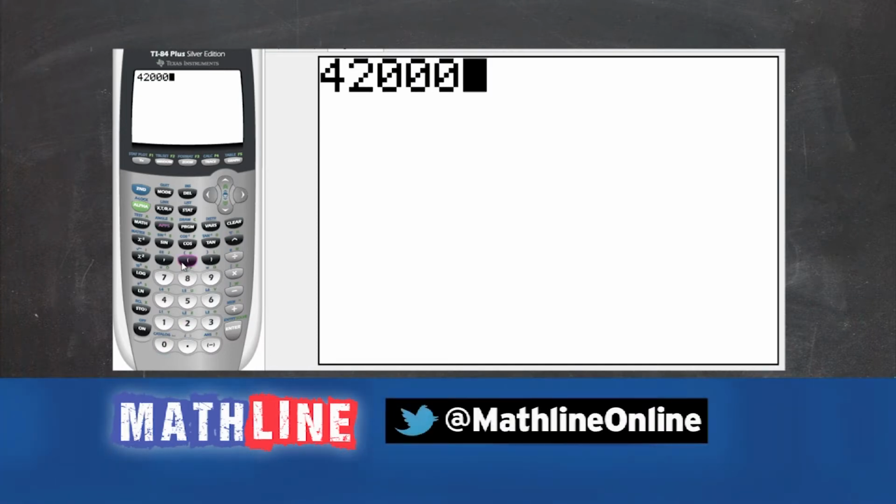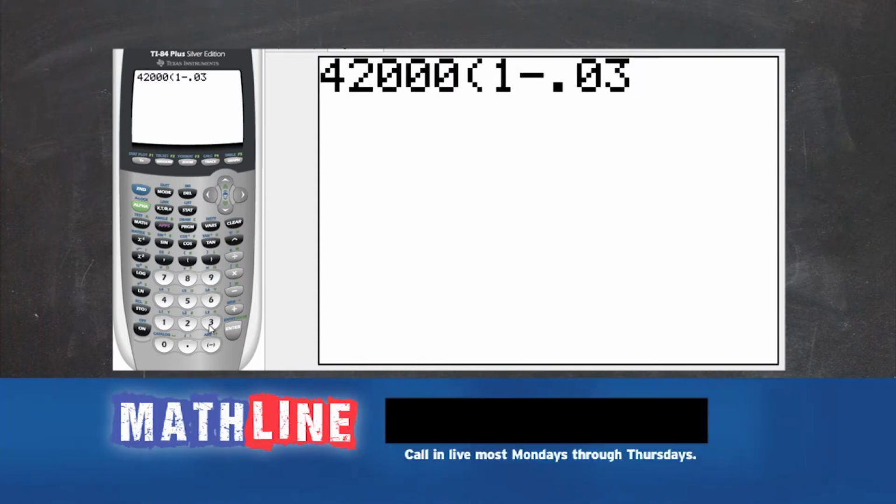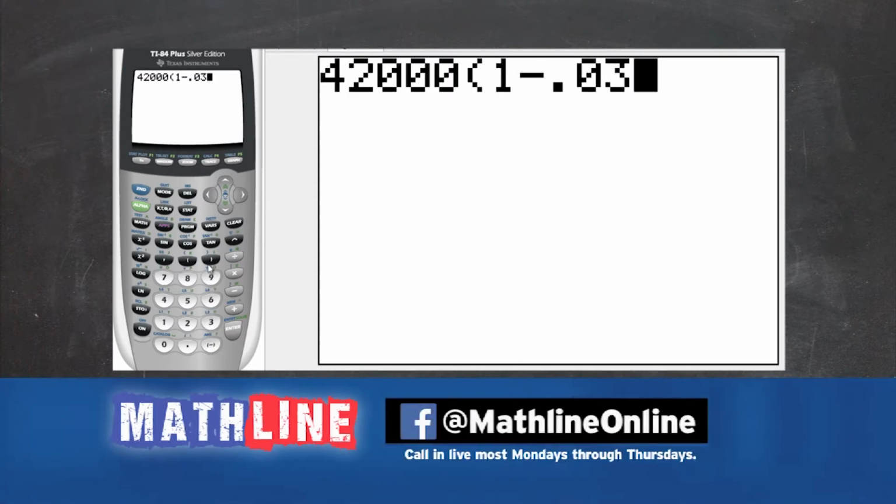And we're going to take this and we're going to multiply it. Now, folks, I'm going to go ahead and put it in there. 1 minus, and remember that 3% has got to go to 3/100ths. Be sure you put that 0 in front of the 3 after the decimal. And we're going to raise it to the 10th power and see what happens.